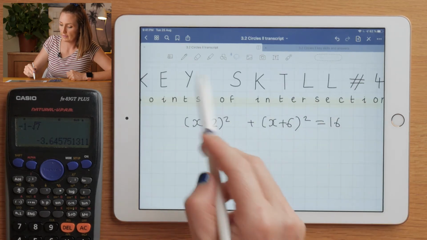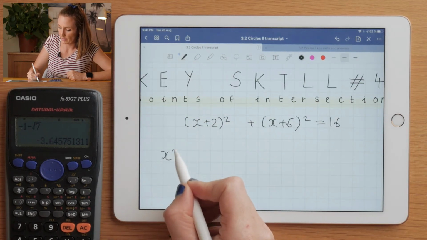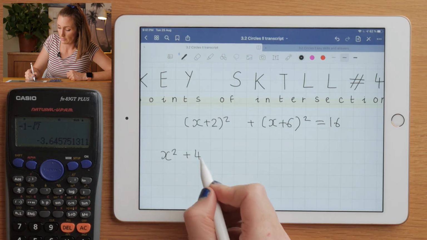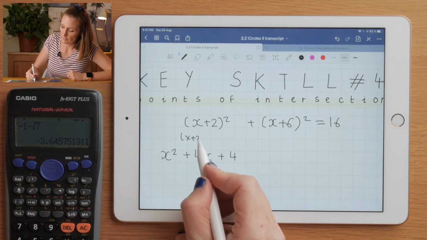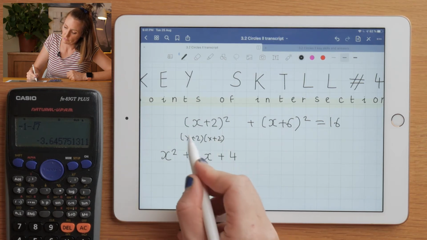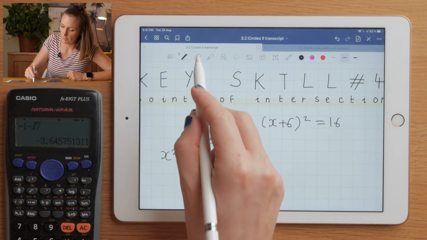You need to expand out both of these brackets separately. I'm going to do this fast with the binomial expansion, but you could do them manually with x plus 2, x plus 2, and multiply them out like that.